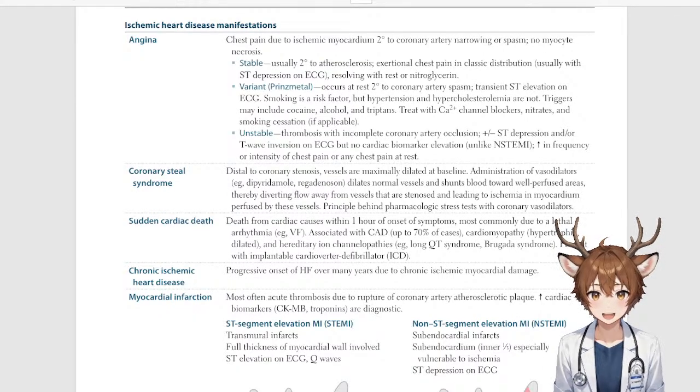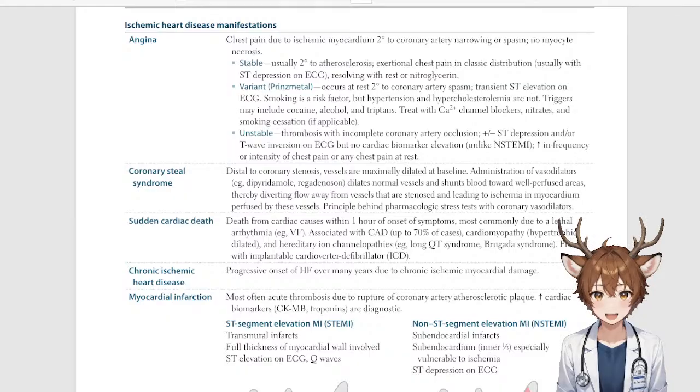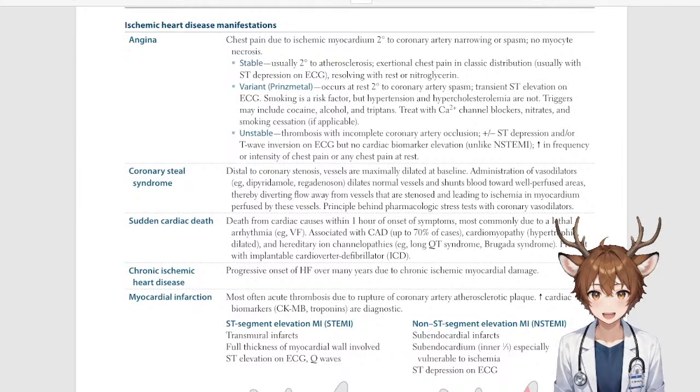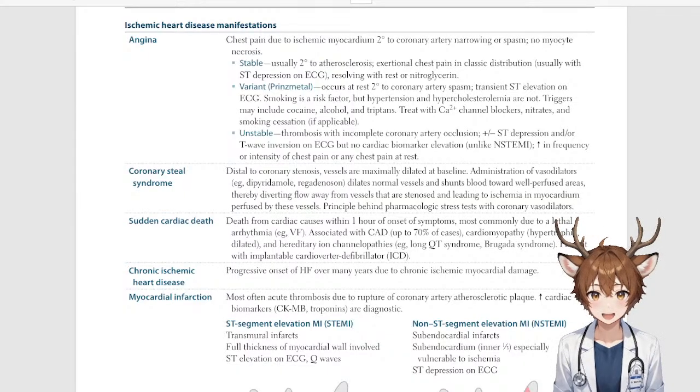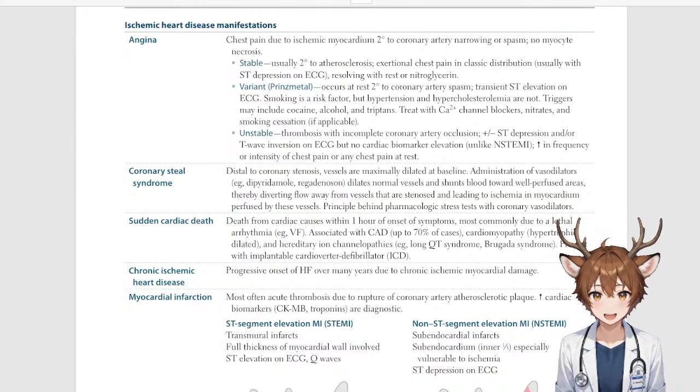So that basically just confirms that sometimes you will see ischemic issues with a stable angina, even though it's not causing an actual episode of infarction. It could still cause damage to the heart if you have many episodes. It can cause issues, of course.